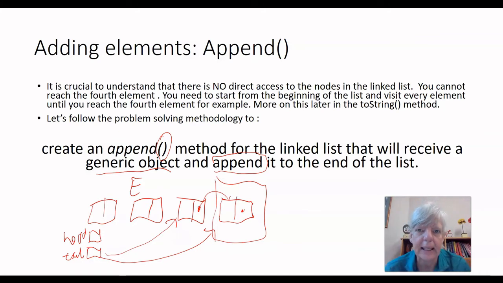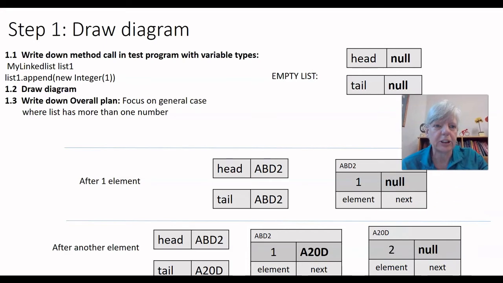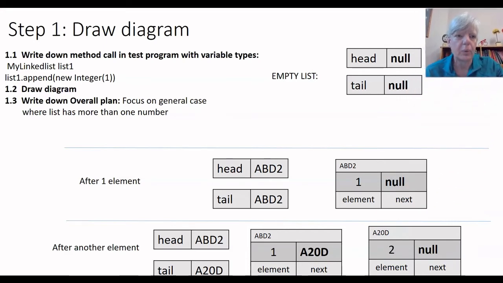Append adds an element to the end of the linked list. So, pictures. When I draw an empty linked list, there are no elements to draw. Do you agree? Head and tail will be set equal to null. The value of nothing is null. Okay, after one element, I can draw my linked list like that. I have a head and tail.